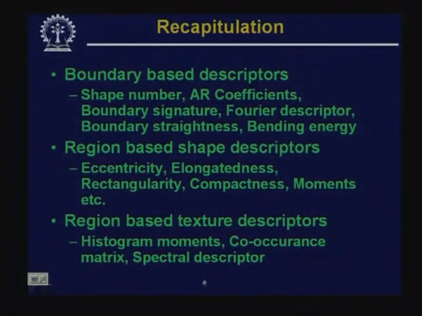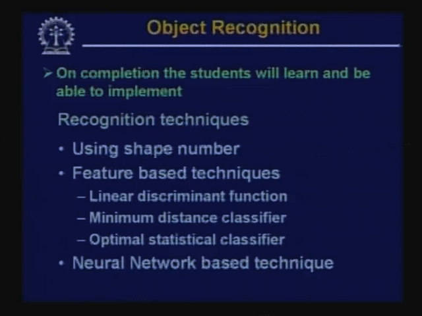So, in today's lecture, we will talk about these object recognition problems. First we will talk about the recognition technique using the shape number which is obtained from the boundary of the object. Then we will talk about some feature based techniques for object recognition. Under that we will talk about the linear discriminant function, the minimum distance classifier, and the optimal statistical classifier. All these techniques use the feature vector, which, as we have said, is nothing but an ordered set of the different features or descriptors that we have obtained earlier.